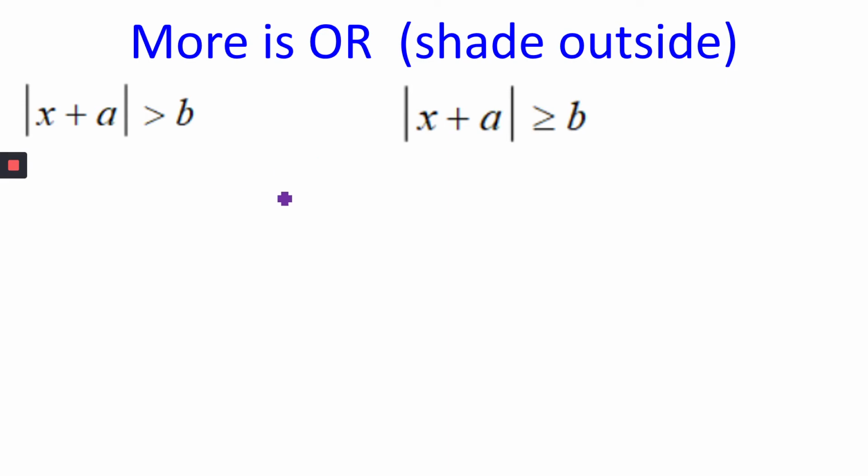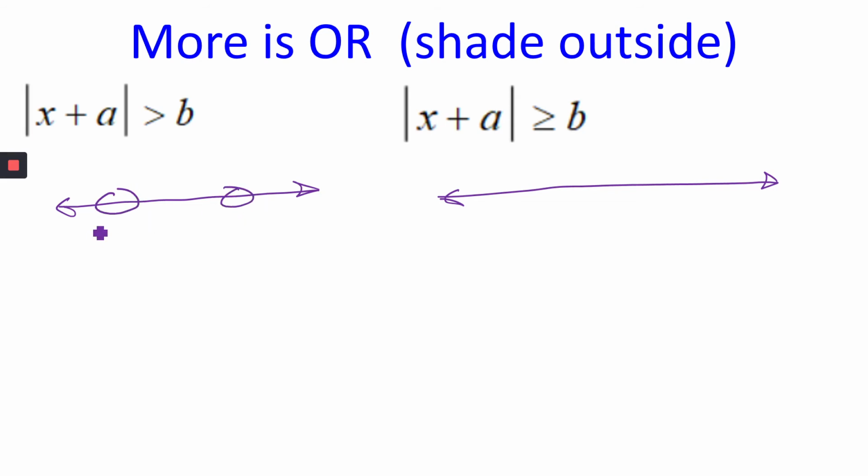More is "or." That means we shade on the outside. So if it looks like this, absolute value of x plus A is greater than B, it's going to be an or statement. That means shade on the outside. Same thing here. And again, the difference between these two is open circles over here and shade on the outside, and this one's going to have closed circles and shade on the outside, like that and like that.